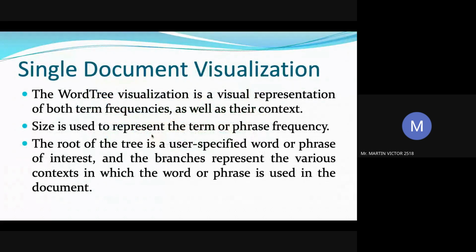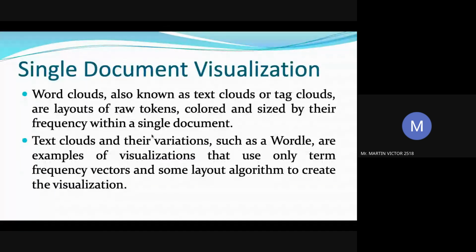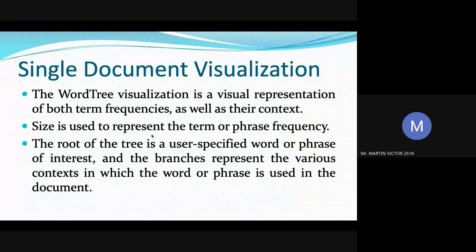So this is what your word cloud is. Now, next one is about word tree. The first one is word cloud, coming under single document visualization, and the second type coming under single document visualization is word tree. That means our document can be visualized in these types. One form is word cloud. The second form is word tree.